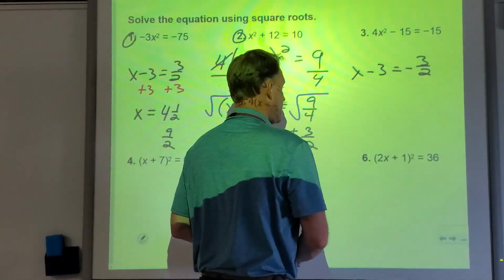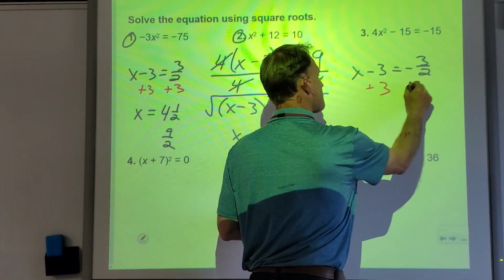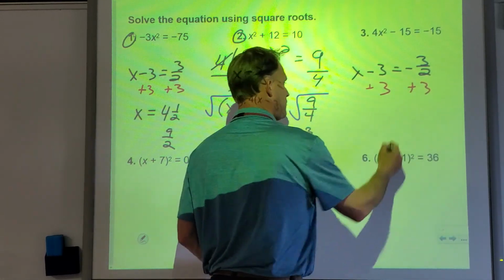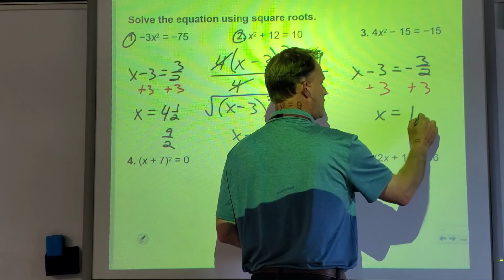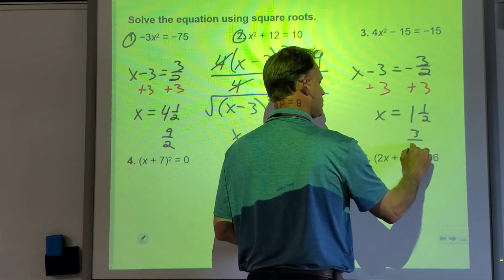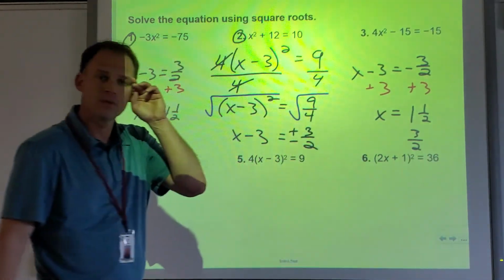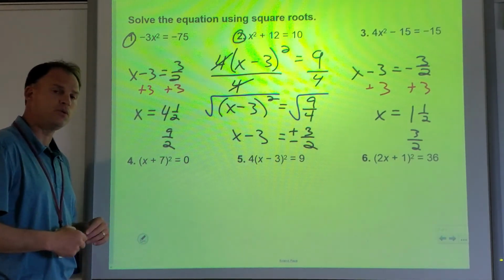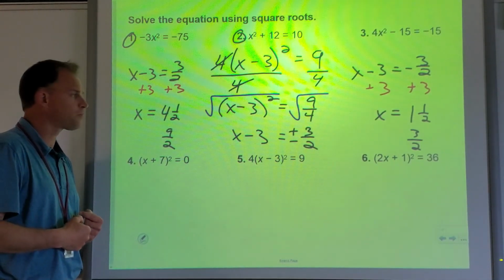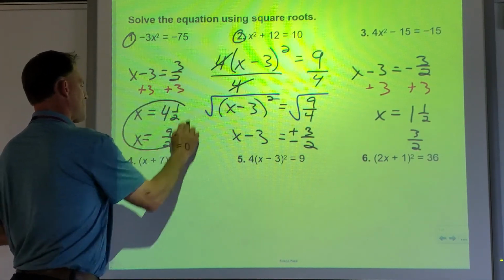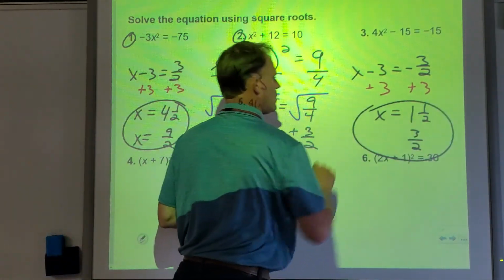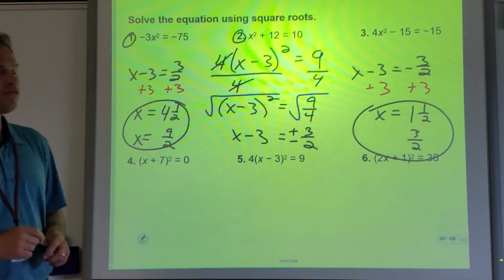Add 3 to both sides here. Negative 1.5 plus 3 is 1 and 1/2, which is also 3 over 2. Get a calculator if you need it for the fractions. Okay? So there's our two answers. 1.5 and 4.5.